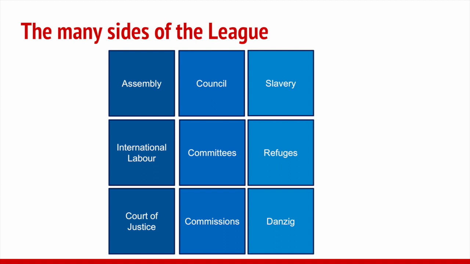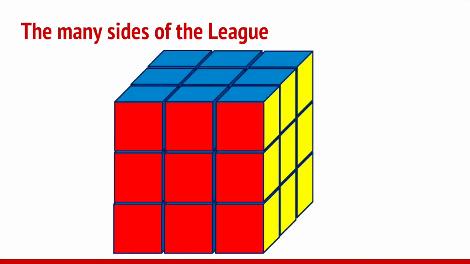But instead of looking at these many arms or sides of the League, one of the things that I want you to put into perspective is that this is not a flat organization. Instead, it's an organization that has many sides, and it's all working together in order to build this new world order, this grand idea that Woodrow Wilson has. And they do that by not focusing on one particular issue, but many different sides.